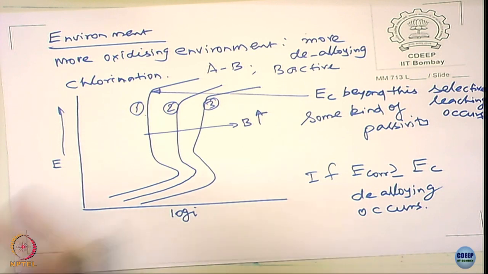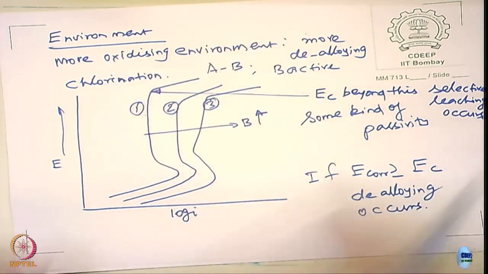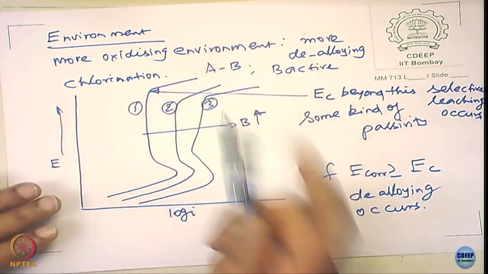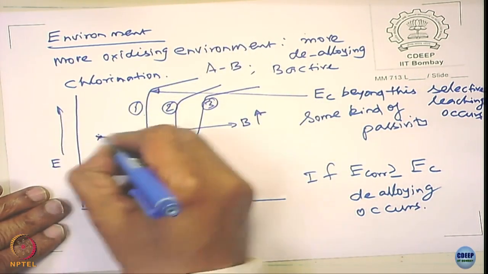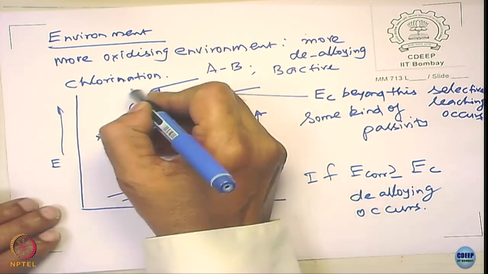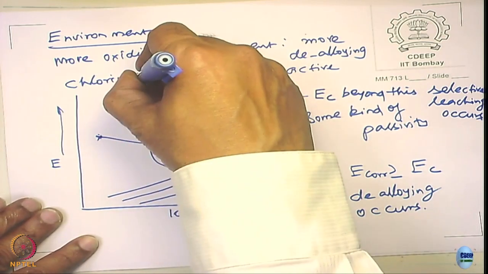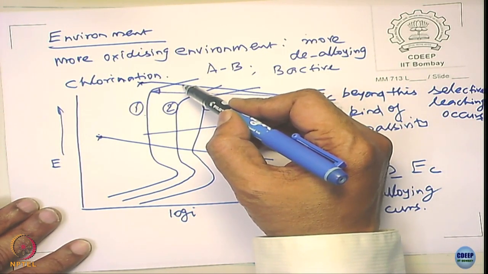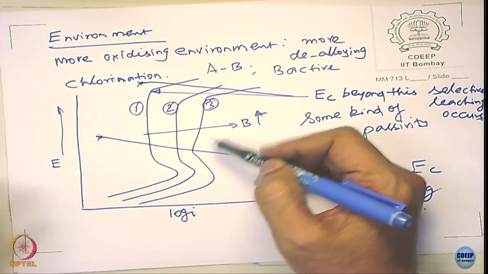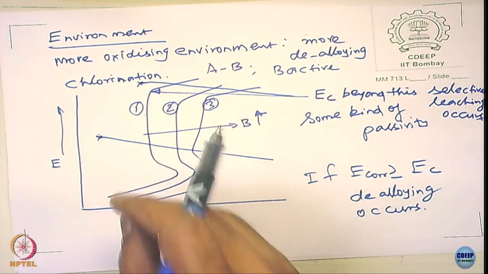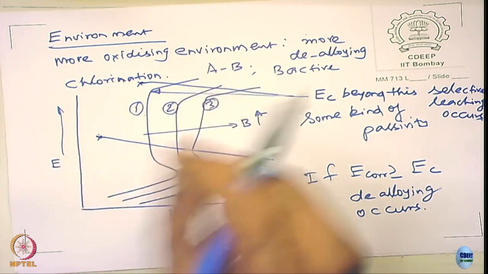So it depends upon the reducing reaction, right? You have one more reaction. This is your anodic reaction, you have a cathodic reaction. If the kinetics of the cathodic reaction support that, suppose this is a cathodic reaction, it cannot happen. But if the cathodic reaction occurs somewhere here, what happens? The ECOR is going to lie above the EC. So, you are going to have dealloying here, no dealloying here. What I mean is the environment also is important. If the environment is less oxidizing, then the dealloying will not take place at all.